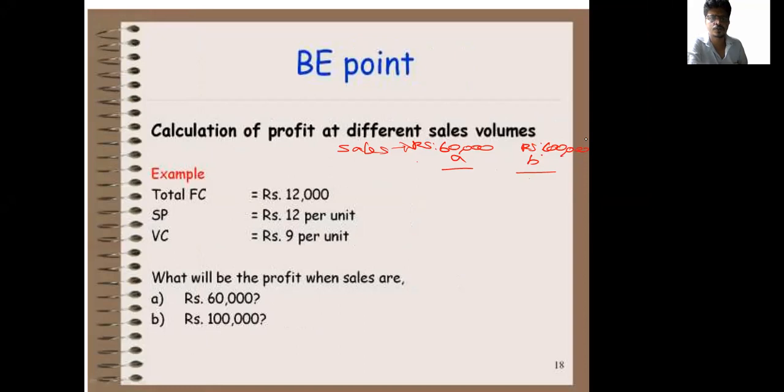Now here you have been given the sales values in rupees. Then you can get the contributions. How to get the contributions? Through the PV ratio. Here we can calculate the PV ratio. I will calculate that here. Contribution over sales. Here contribution 3, sales 12.